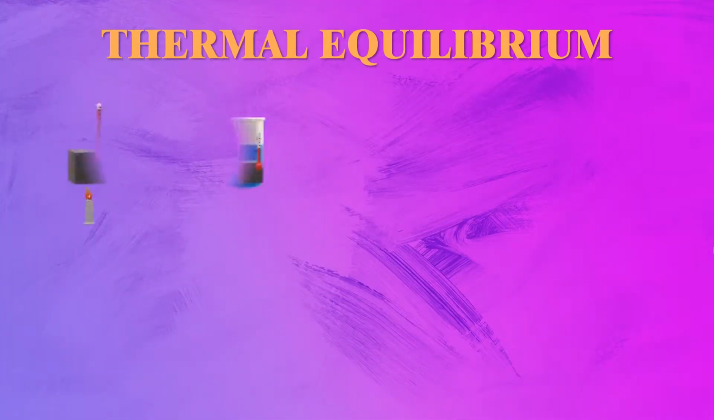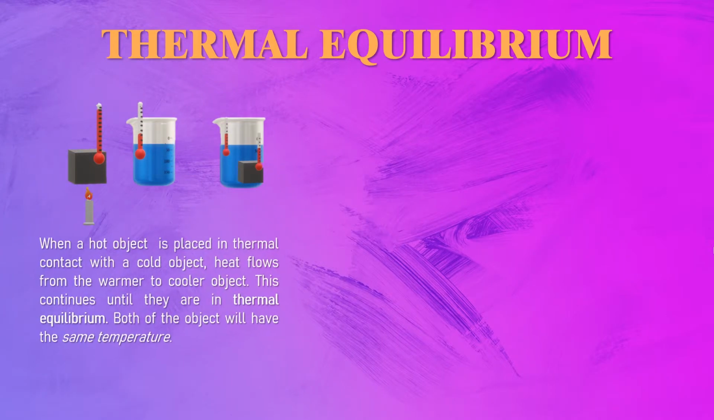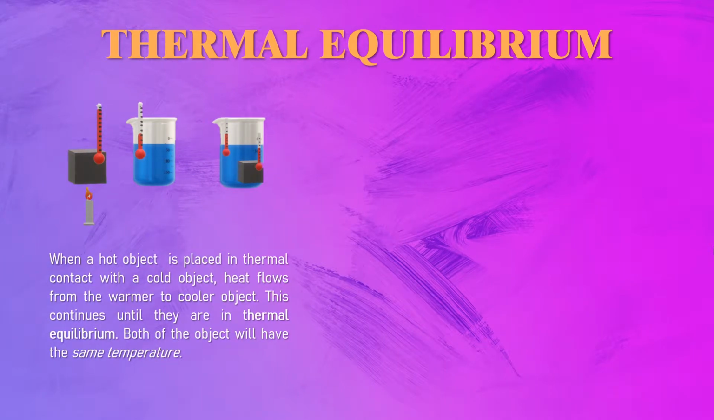Thermal equilibrium. When a hot object is placed in thermal contact with a cold object, heat flows from the warmer to a cooler object. This continues until they are in thermal equilibrium. Both of the objects will have the same temperature.